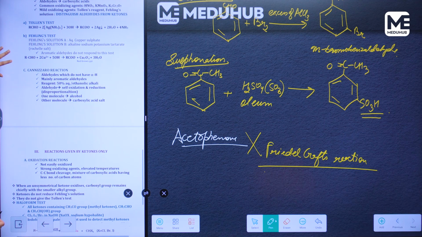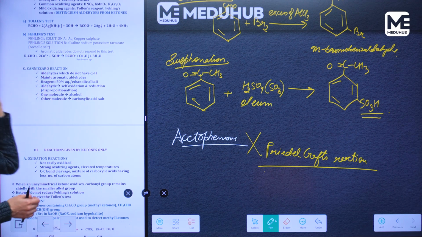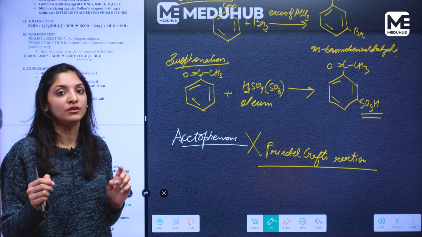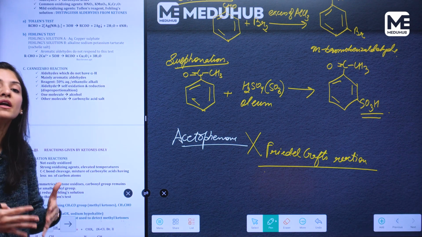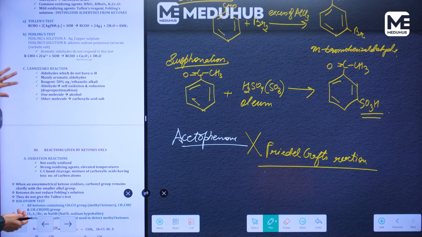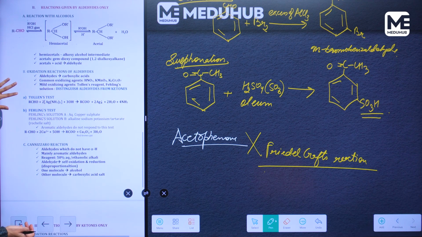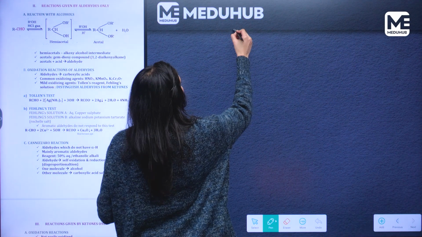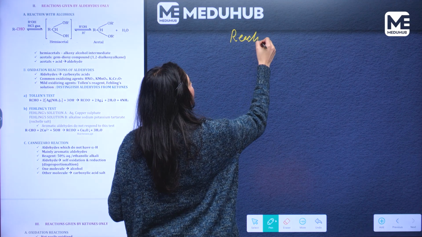The third reaction is Cannizzaro reaction. This is a reaction given by aldehydes which do not have an alpha hydrogen. So it is of more significance for aromatic aldehydes. We'll go through them one by one. So these are the reactions given by aldehydes only.